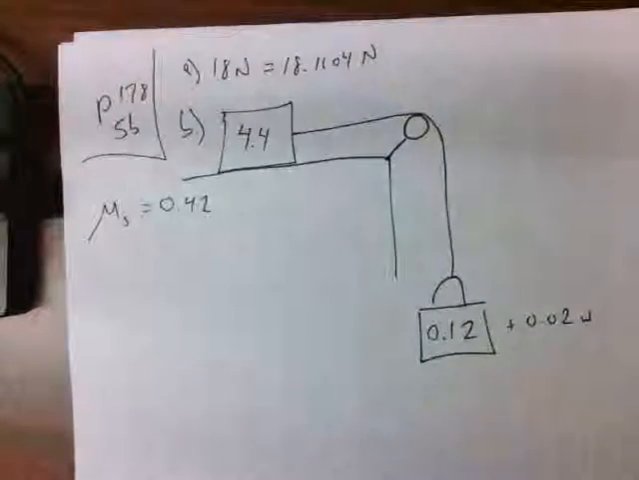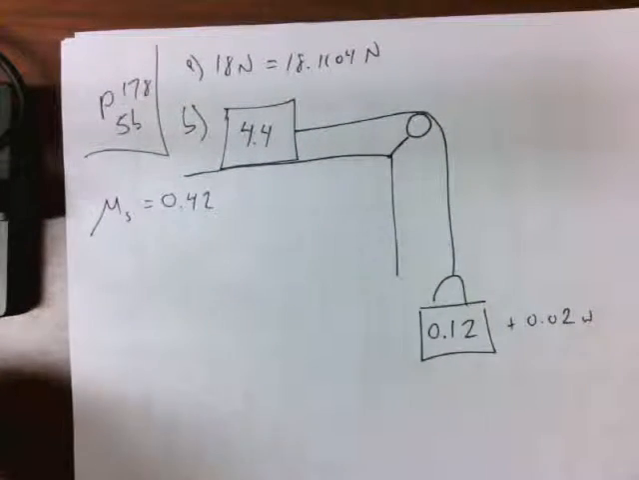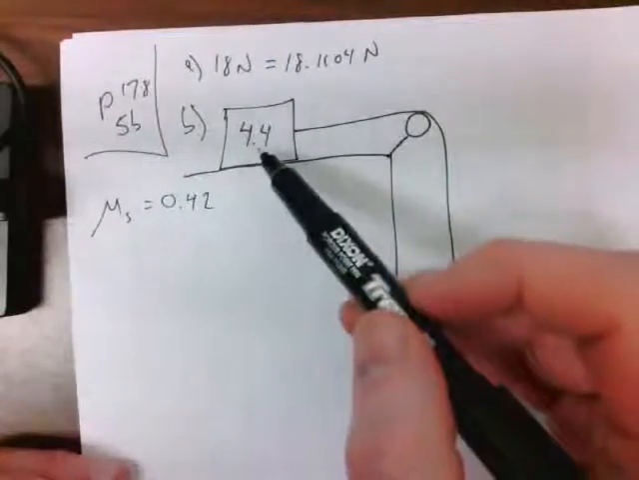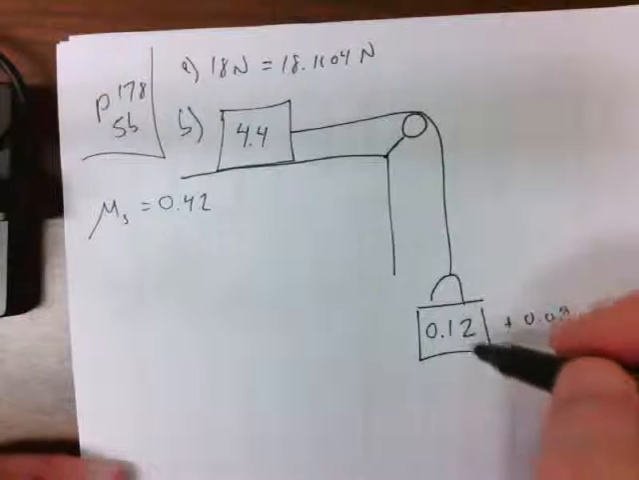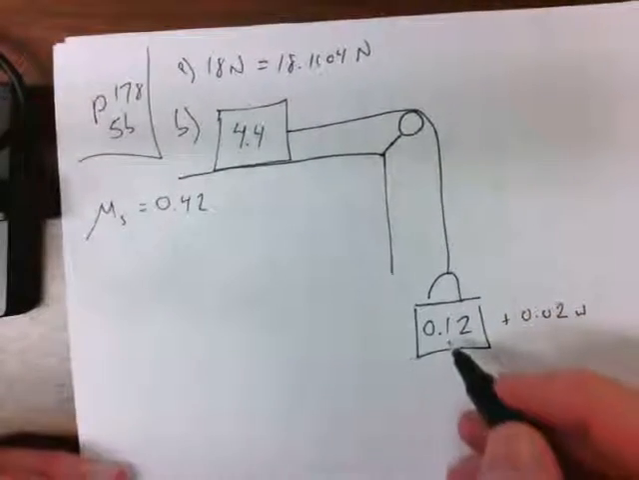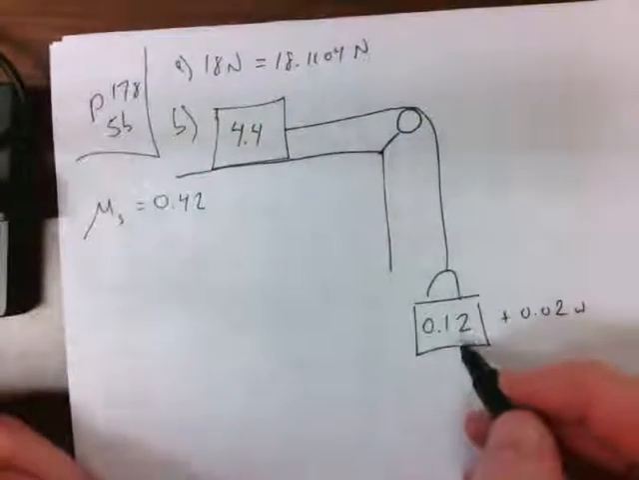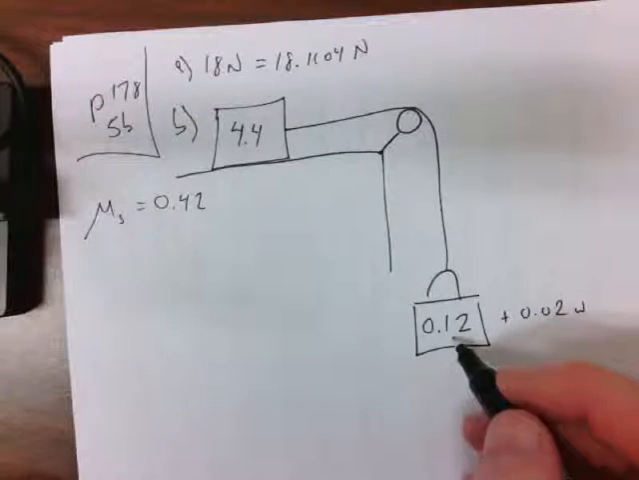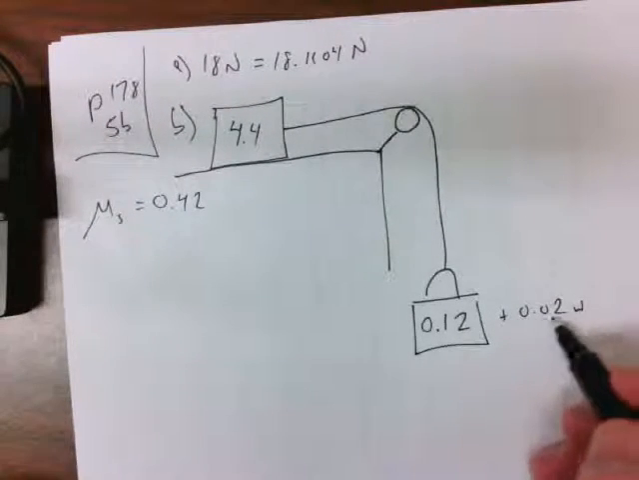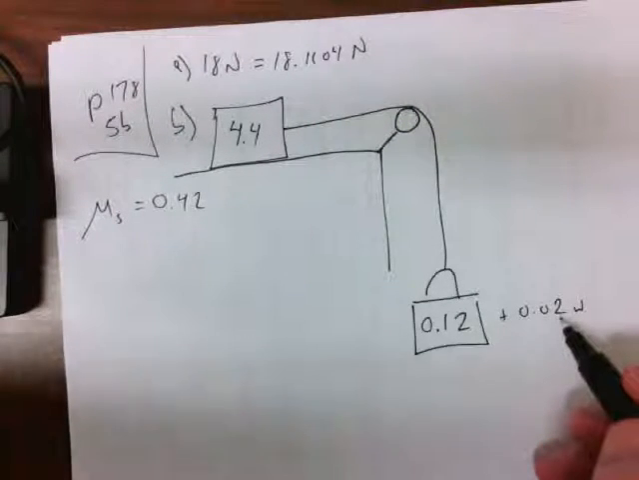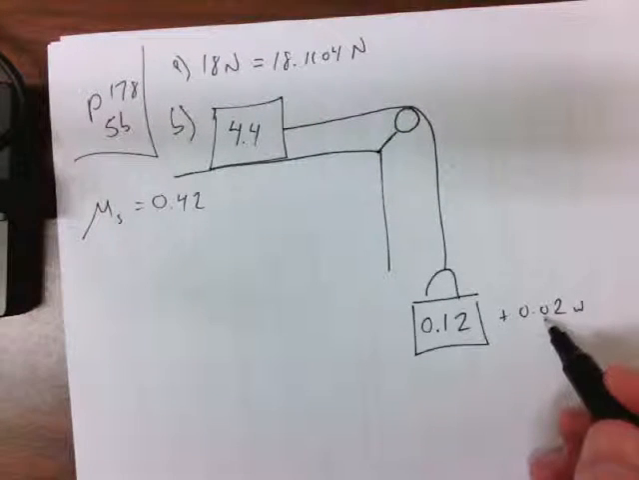Okay, question 5b, page 178. String is tied to a 4.4 kilogram block and a 120 gram bucket. 120 grams into kilograms is 0.12. Students add 20 gram washers one at a time, so 0.02, that's 20 grams in kilograms, one at a time to the bucket.